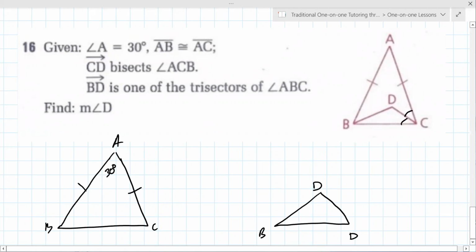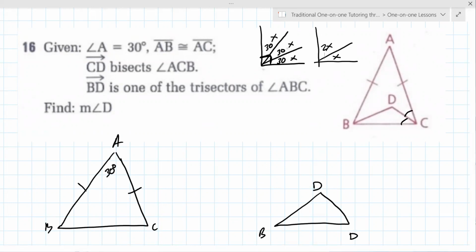BD is one of the trisectors of the angle. So that's a little different. It's saying that BD trisects angle ABC. So what that means is, how do I say this? A trisector means, let's think of a 90-degree angle. A trisector means 30, 30, and 30. That's a trisector. So if we don't know the big angle, we have to call these X, X, and X. So if you don't know the angle and it's a trisector, one of them is X and the other is 2X. It's double the other one. Right. Okay.